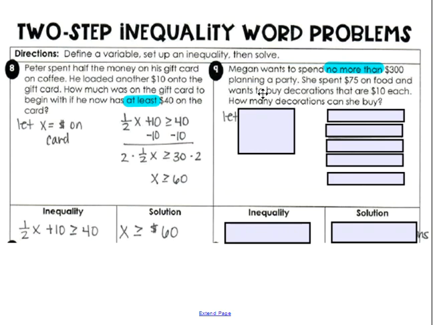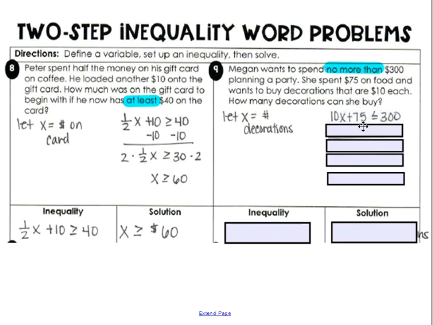Number 9, Megan wants to spend no more than 300 bucks planning a party. She spent $75 on food and wants to buy decorations, $10 each. How many decorations can she buy? Well, that's your variable. Let X equal the number of decorations that she's wanting to buy. Okay, that's what we don't know, so we're trying to figure it out. So we also know that she wants to spend no more than 300 bucks. Okay, so let's talk about that. No more than will be the less than or equal to symbol.